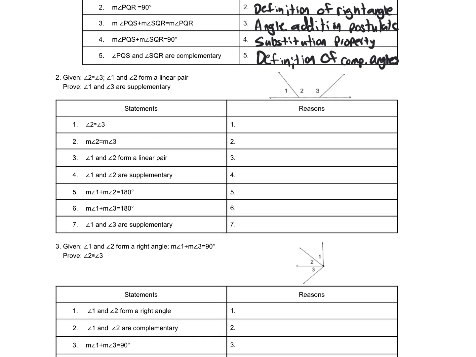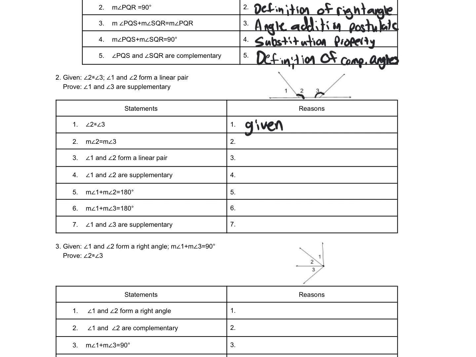So, next we have given angle 2 is congruent to angle 3. So we're going to do angle 2 is congruent to angle 3. So I draw one arc on angle 2 and one arc on angle 3. And I have angle 2 congruent to angle 3. That is given. I also have angle 1 and angle 2 form a linear pair.